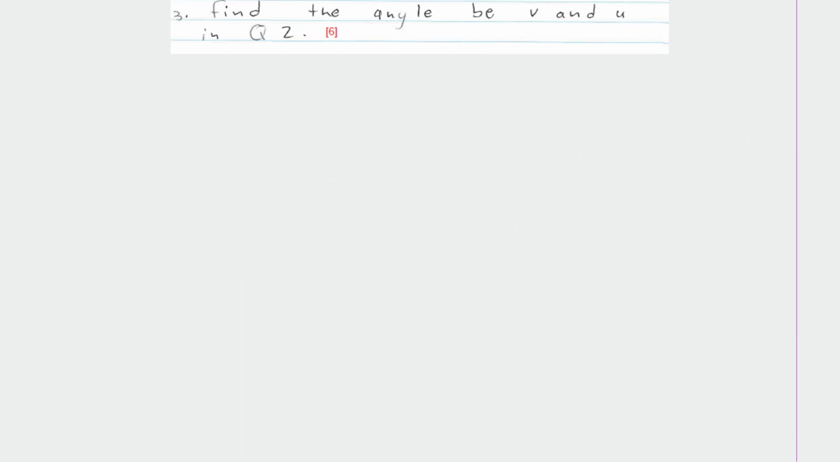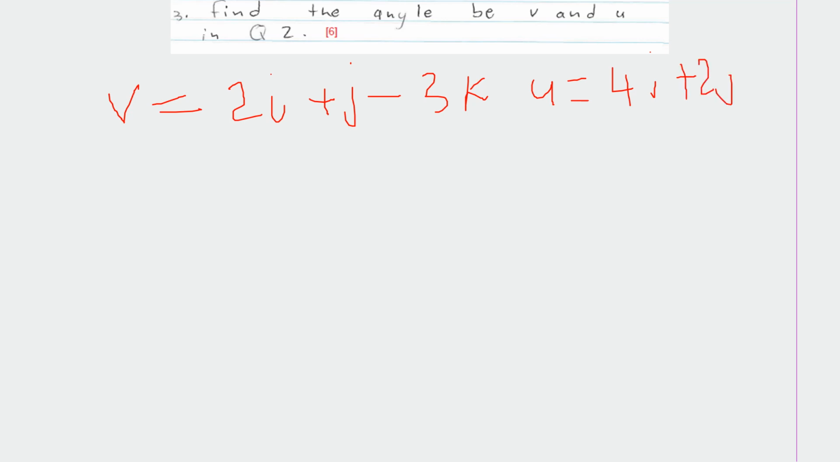And now on the next question, they say now find the angle between vector v and vector u. Okay. Like in question 2. So it doesn't matter, we can just create our own vectors here. Let's say for vector v, we have 2i plus j minus 3k. And then for vector u, we have, let's say, 4i plus 2j and then plus 6k.